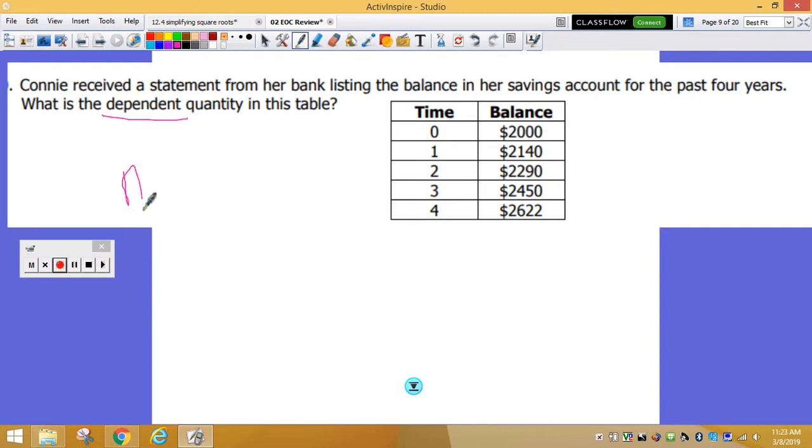Dependent, if you think of DRY MIX, dependent is the y, and tables always go x and y. So what's the dependent quantity? Dependent is the balance.